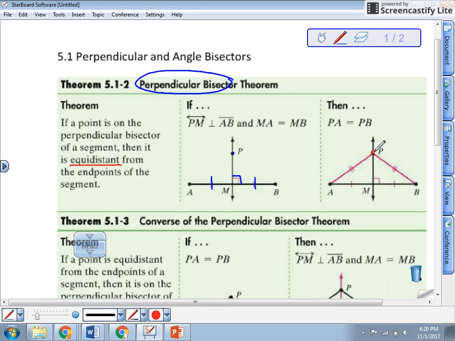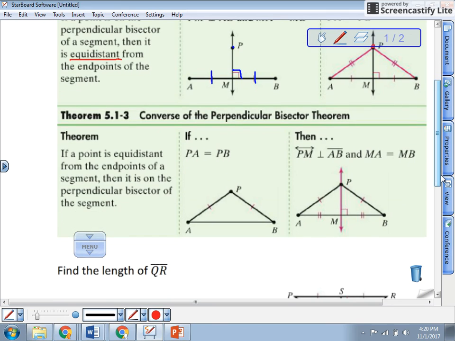And then there's the converse. Remember, that's just flipping the if and the then. If you've got a segment where it has equal distance, PA is equal to PB, then if I draw a perpendicular line, it will bisect this segment down at the bottom. So these pieces will be equal. So again, if it points out a perpendicular bisector, it's equidistant to the endpoints.